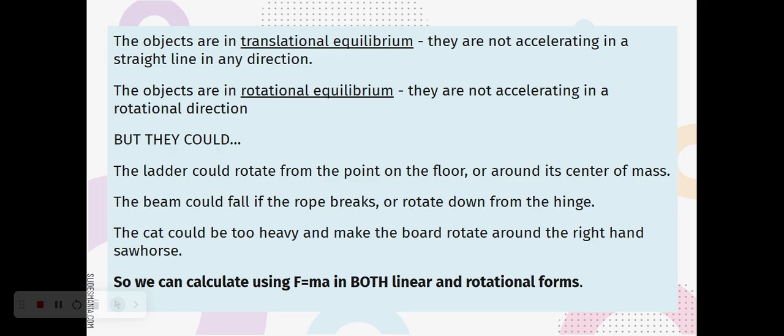Okay, so this is all just in words what I just said. All of those objects are in translational equilibrium. They're not accelerating in a straight line in any direction. Okay, they're also in rotational equilibrium. They're not accelerating rotationally. They're not turning, spinning, getting faster in any way. But they could. And so therefore we can use F equals ma, Newton's second law, the fact that the net force has to equal 0 for them not to accelerate translationally. And the net torque, because remember, force and torque are just the translational and rotational equivalent of each other.